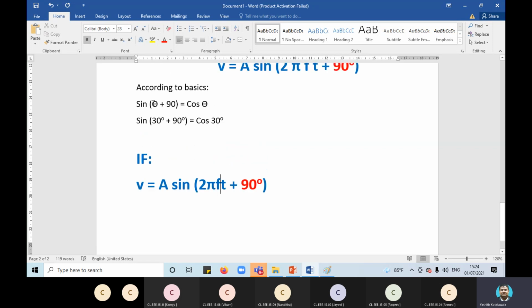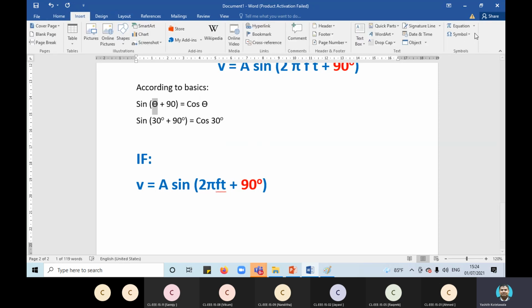If I take something else as theta, it is going to definitely confuse you. Let's take alpha, right? We'll make it alpha. So sine alpha plus 90 is cos alpha, sine 30 plus 90 is cos 30. Therefore you have sine 2 phi ft plus 90. Therefore this 2 phi ft is alpha. Then what happens?